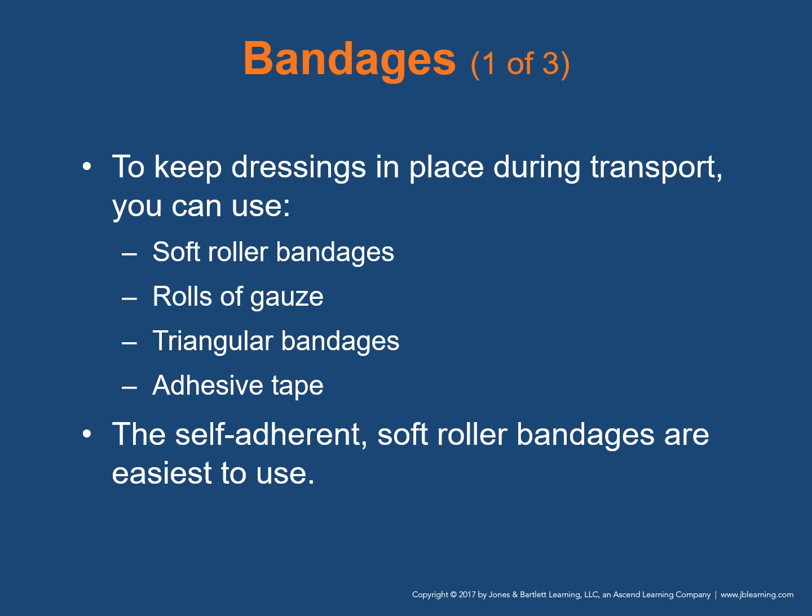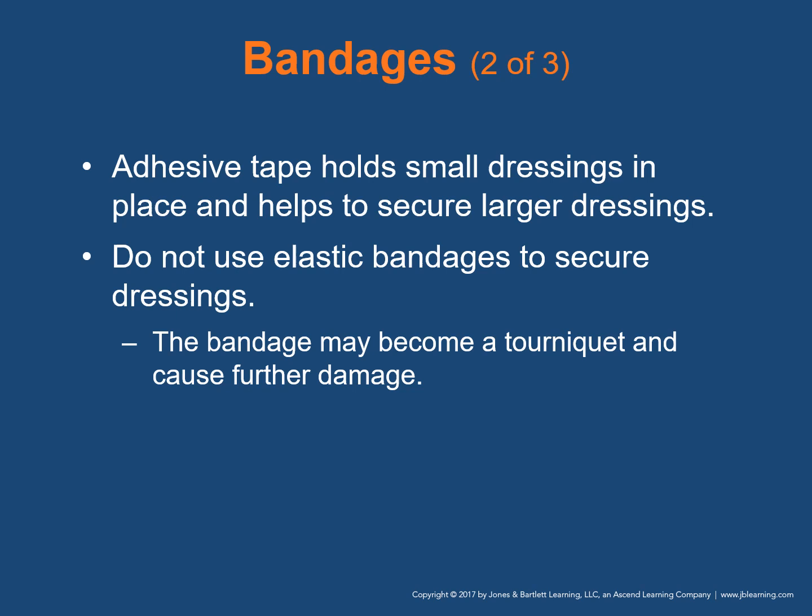Bandages are designed to keep the dressings in place during transport, and you can use soft roller bandages, rolls of gauze, triangular bandages, and adhesive tape. The self-adherent soft roller bandages are easiest to use, and those are again known as Curlex. Curlex can come with a cotton inner lining, but most typically it's found as a bandage and it's self-adherent. Adhesive tape holds many small dressings in place and helps to secure larger dressings.